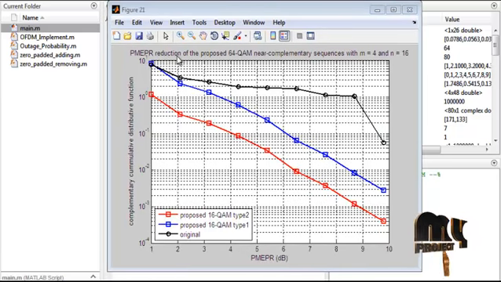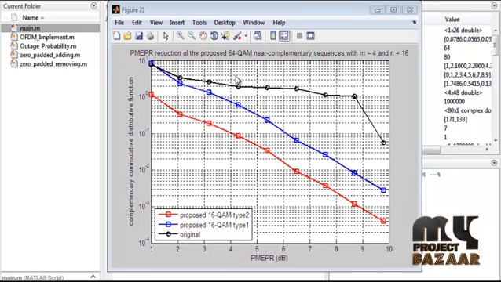Finally, the PMEPR reduction of the proposed 64 QAM. Already we saw the 16 QAM complementary sequences with MS equal to 4 and NS equal to 16. Here for 64 QAM we get the results. In the x-axis we have the PMEPR in dB and the y-axis the complementary cumulative distribution function. Black denotes the original OFDM plot, and blue and red denote the proposed 16 QAMs, type 1 and type 2. Compared to this, the PMEPR reduction of the proposed 64 QAM complementary sequences is very much reduced.